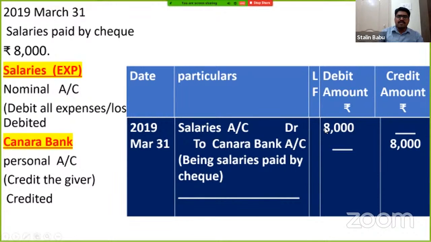Write 8,000 in the debit amount column and write 8,000 in the credit amount column against their accounts. Narration is, being salaries paid by check. Make a straight line in the particulars column.